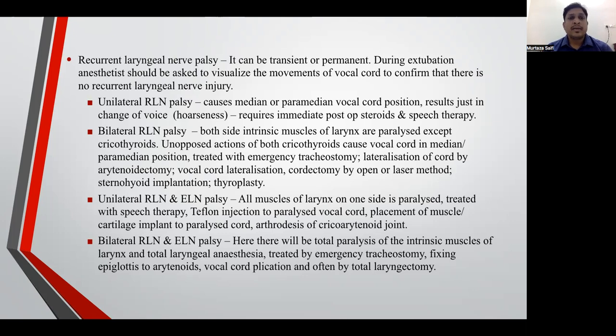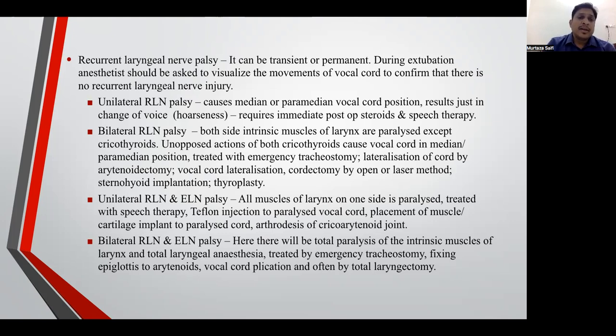Bilateral recurrent laryngeal nerve palsy is more common in total thyroidectomy. Both sides intrinsic muscles of the larynx are paralyzed except the cricothyroids. Unopposed action of both cricothyroids causes the vocal cords to lie in the median and paramedian position, treated with emergency tracheostomy, lateralization of the cord by arytenoidectomy, vocal cord lateralization, cordectomy by open or laser methods, sternohyoid implantation, and thyroplasty.